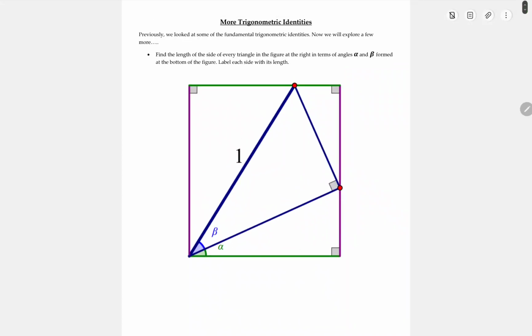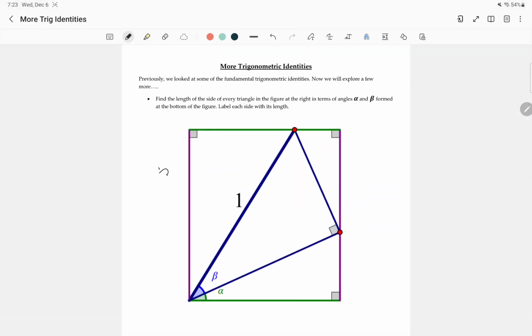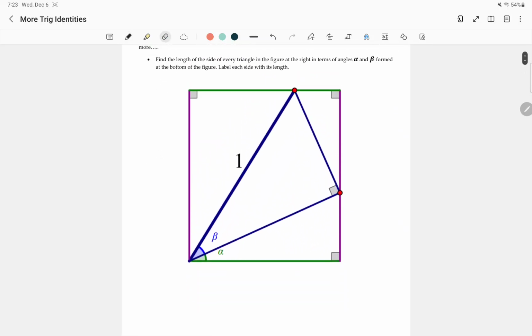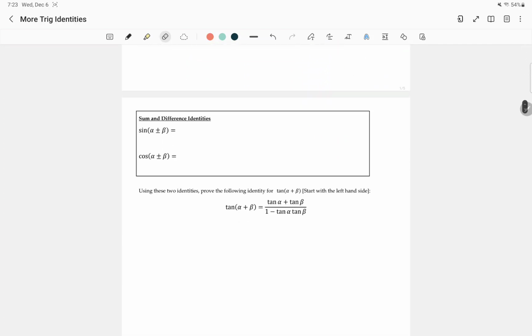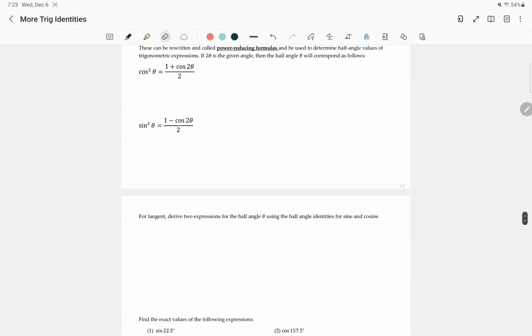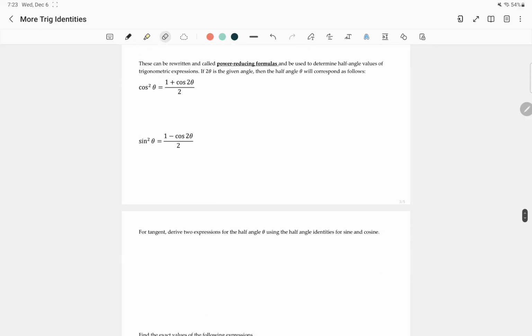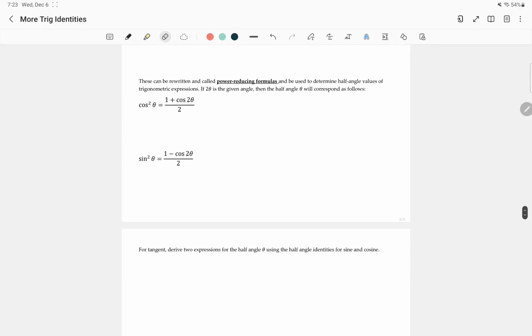Alright guys, so this is just going to be a quick video on how to do the additional trig identities. I'm only just going to show and prove all of them. I'm not going to do any of the problems, but I'll derive all of them, so hopefully you'll be able to see how it works.